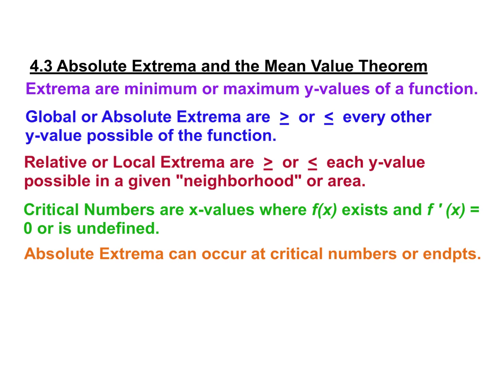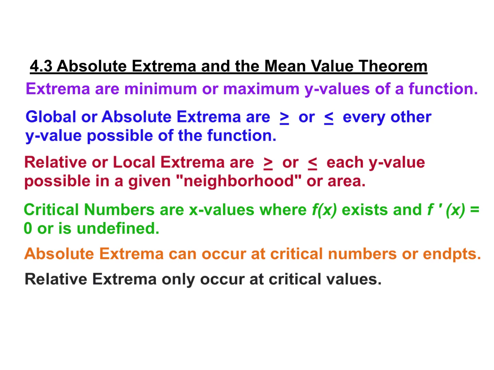And then local extrema can only occur at critical values. They only occur at critical values. That's the distinction. So for absolute, make sure you're checking the endpoints. For relative, the endpoints aren't really in play.